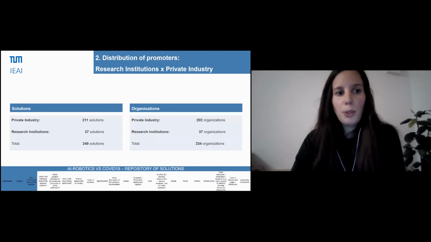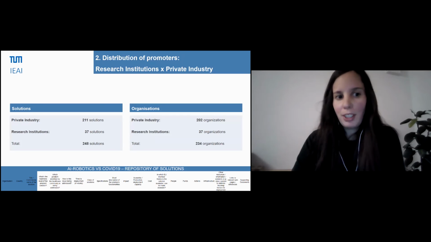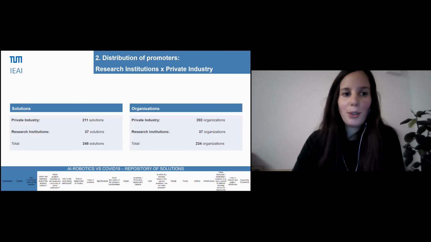Then looking at the distribution between private industry and research institutions, we see that 211 solutions were proposed by the private industry, which is also an interesting finding from our point of view. Here is the dominant role of the private industry in proposing solutions in this field, and also how close the European Commission appears in association with the private industry. And then research institutions proposed 37 solutions to this repository.